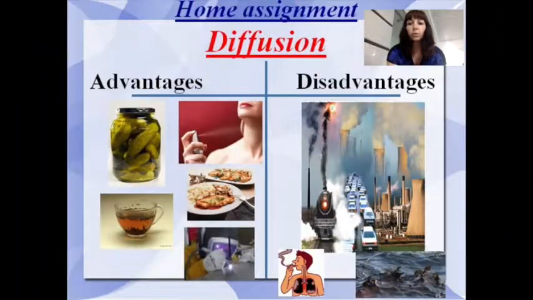Now let's write down your homework for the next lesson. In your homework, you need to fill in the table in your copy books. Think about advantages and disadvantages of diffusion. You can use these pictures.